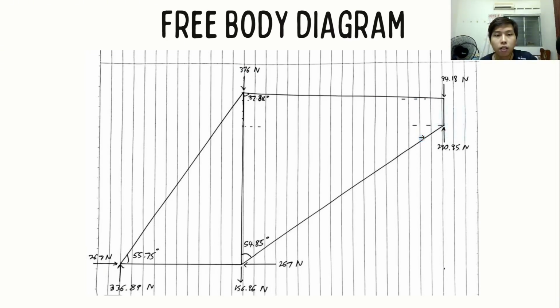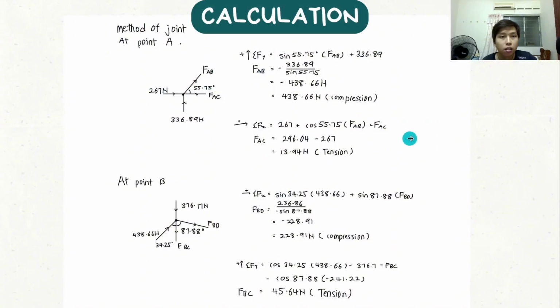And this is the free body diagram of the bicycle frame. For the external forces, we have already calculated them. So what I will handle is the internal force. To get the result of internal force, what we need to do is use the method of joints.